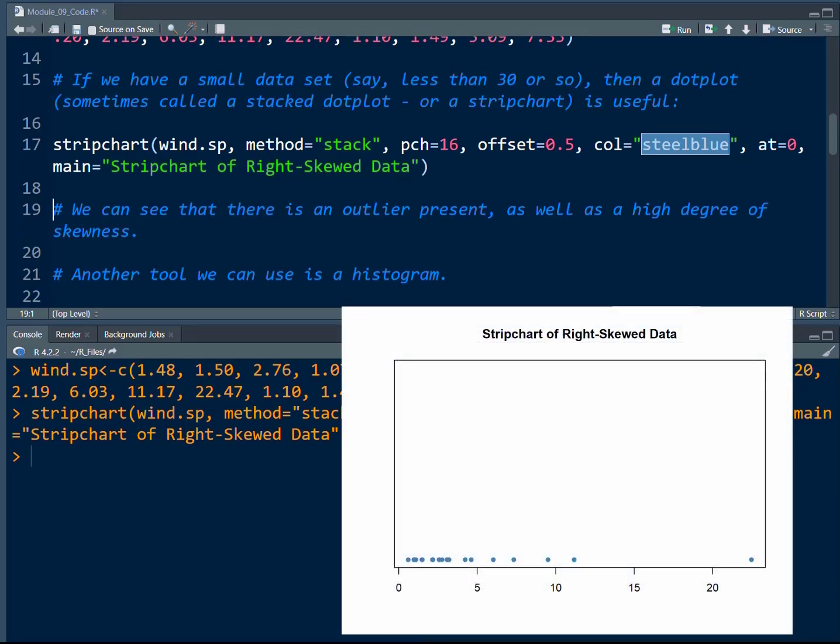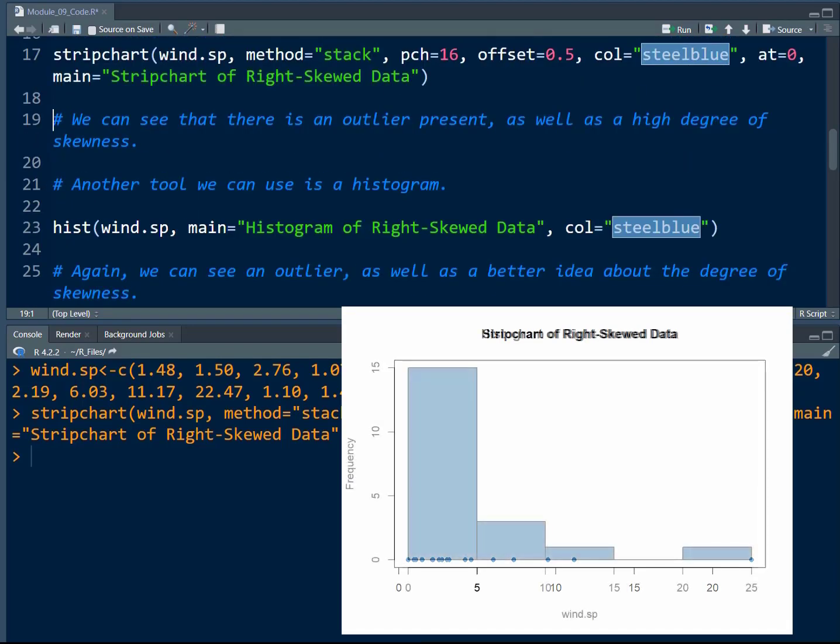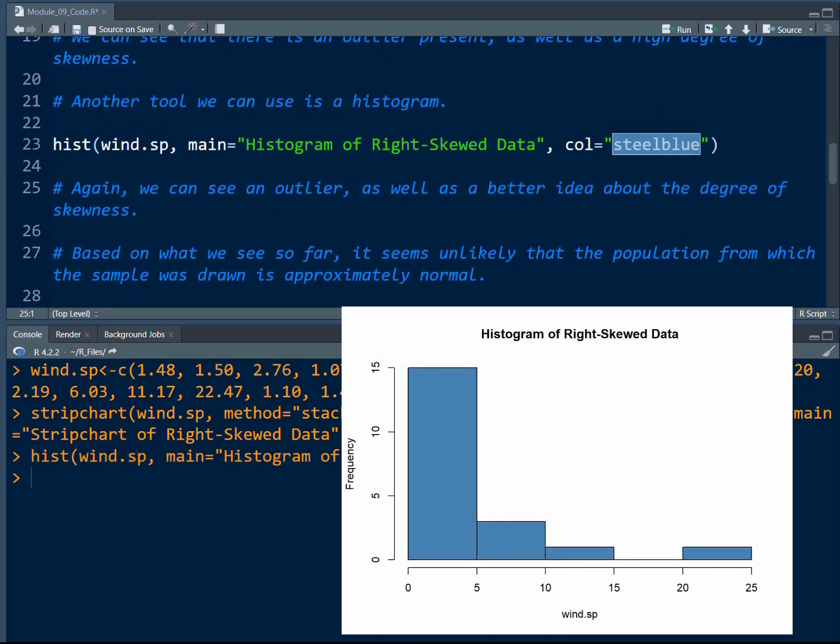A strip chart simply indicates where each data value falls on an axis by plotting a point. For data values that repeat, the points stack on top of each other. Let's look at a strip chart for the Bigfoot wind speed data. Note that there appears to be an outlier in the right tail. Another tool we can use is a histogram. Again, it seems that there is an outlier. The histogram also gives us a better idea about the degree of skewness. Based on what we see so far, it seems unlikely that the population from which the sample was drawn is approximately normal.